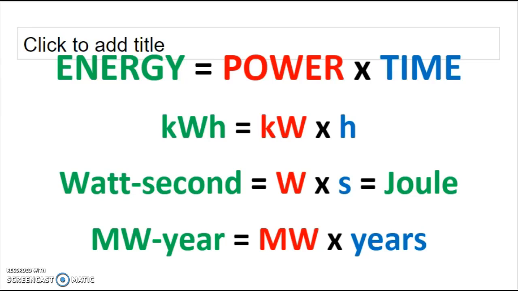And we can even throw in some funky units. We can put a megawatt year. This doesn't really have a name, but a megawatt year is a unit of energy because a megawatt is a unit of power and a year is a unit of time.